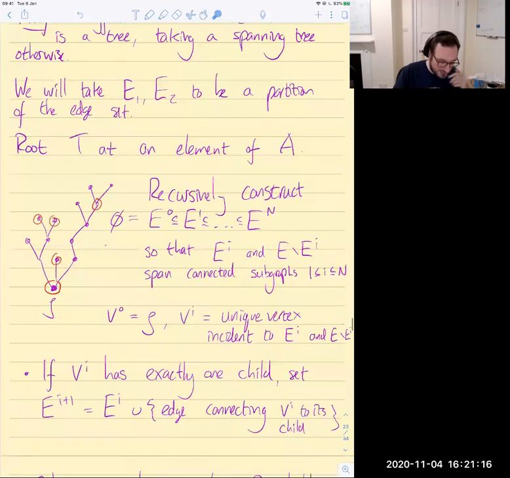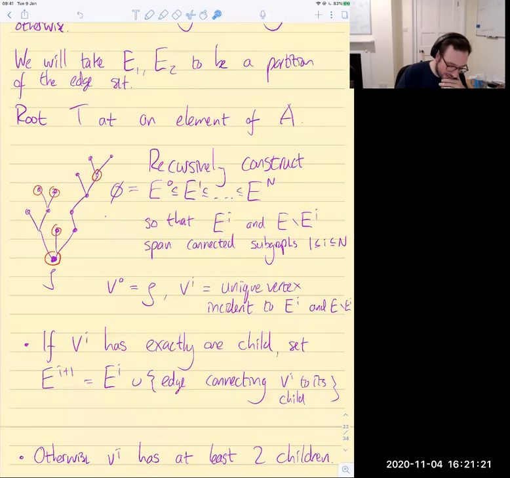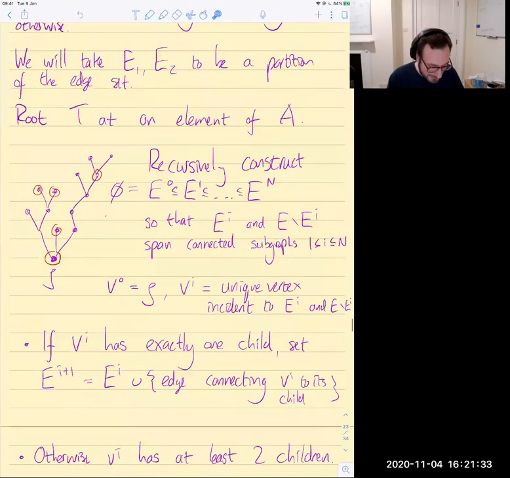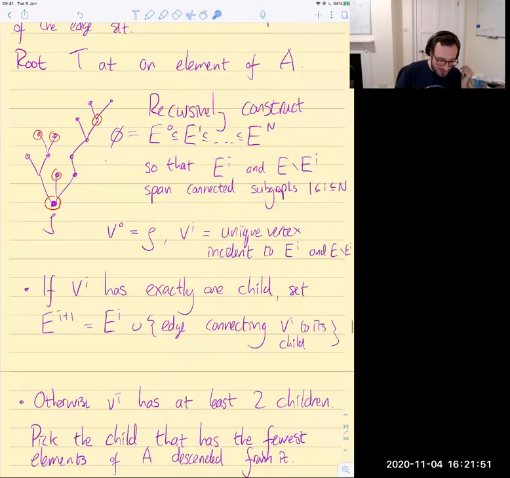So I'm going to do this recursively. I'm going to construct a sequence of sets of edges, E superscript i. My pen ran out of battery, so I won't be able to use the laser pointer anymore. Sorry about that. I'll start with E0, which will just be the empty set, and then I'm going to build up a growing sequence of sets. I want to make sure at every stage that both Ei and its complement span connected subgraphs of the tree.